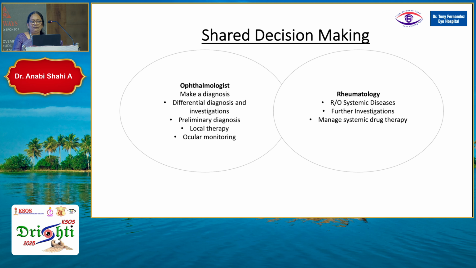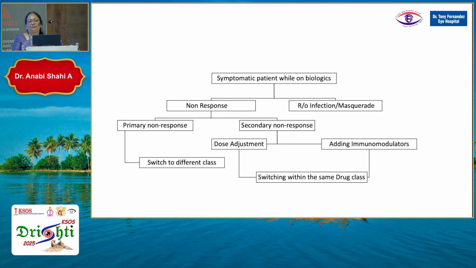The ophthalmologist makes a diagnosis, comes to a differential diagnosis and does the investigations. We make a preliminary diagnosis. We do the local therapy and the ocular monitoring. When we send the patient to the rheumatologist, they will rule out systemic diseases. They do further investigations and manage the systemic drug therapy.